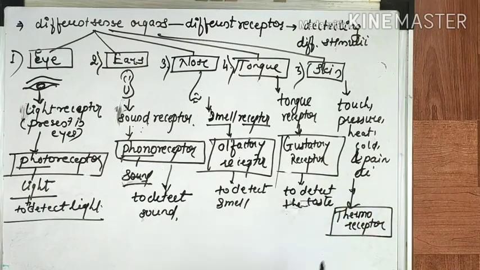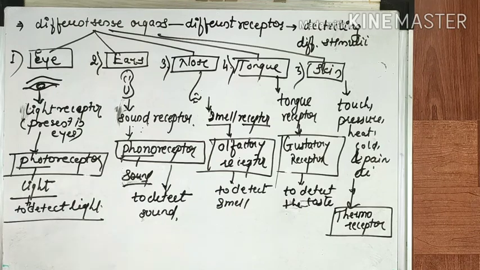Okay, so right now we have discussed the receptors. So how many receptors are there? There are 5 receptors, and those 5 receptors are present in 5 different sense organs. And what is the need or principle for detecting the different stimuli? It means whatever changes occur in the environment around us.